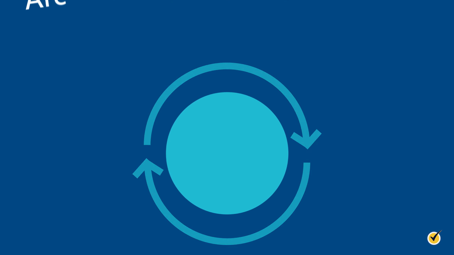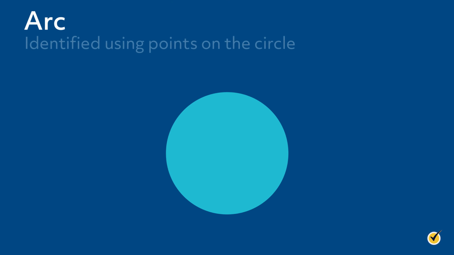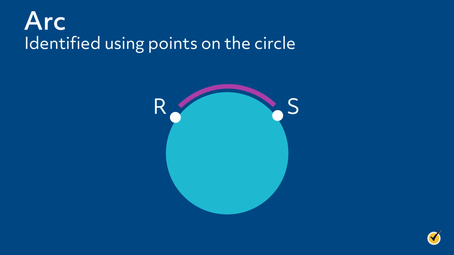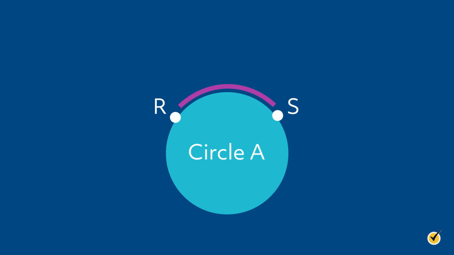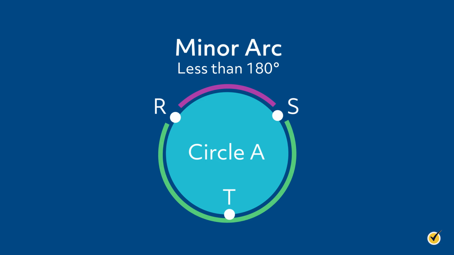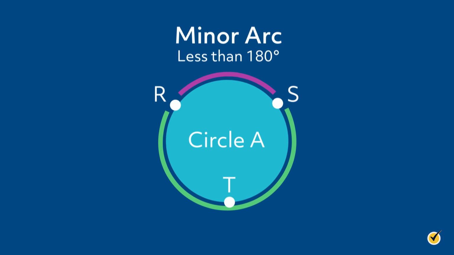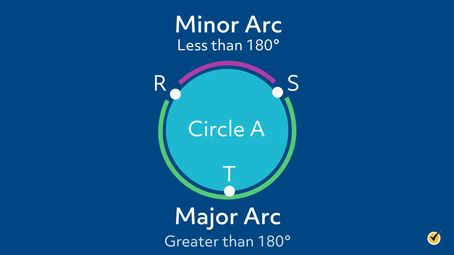When we look around us, after polygons, circles are the next most common shape that we are surrounded by in our environment. A circle is created by a 360-degree rotation. An arc of the circle is a part of the circle, and we identify arcs using points on the circle. Arc RS is the curved part of circle A, shown with the purple mark. Because arc RS is less than 180 degrees, we call this arc a minor arc. Arc RTS, or STR, is a major arc because it is greater than 180 degrees.